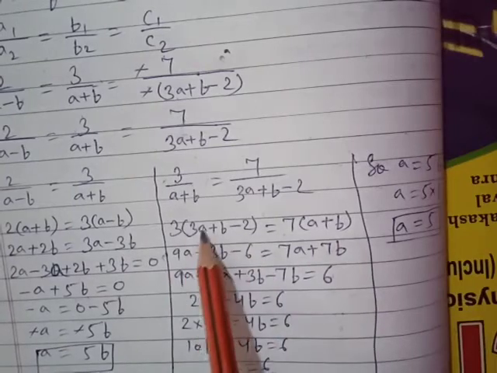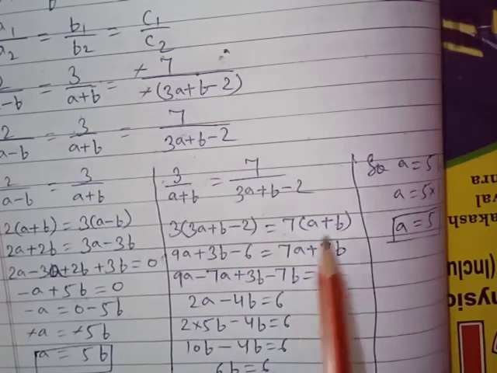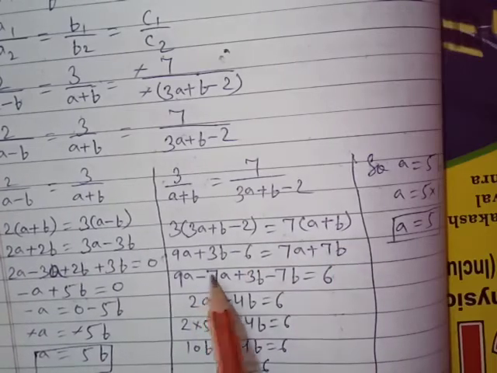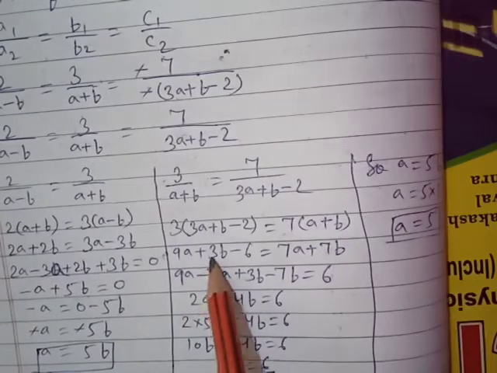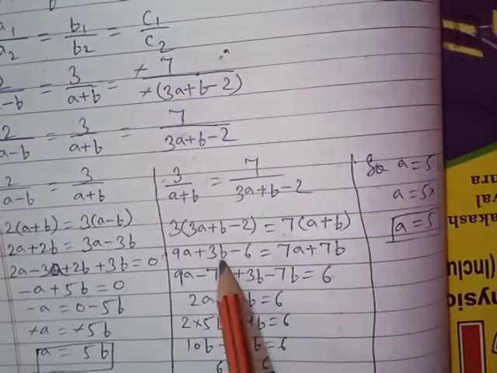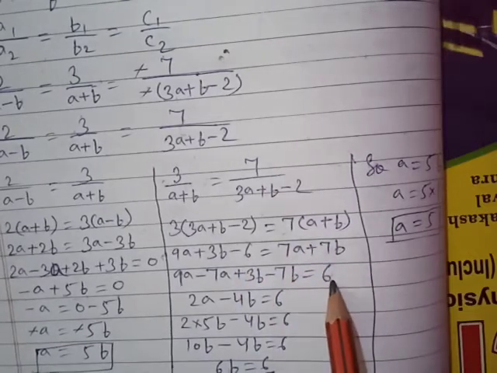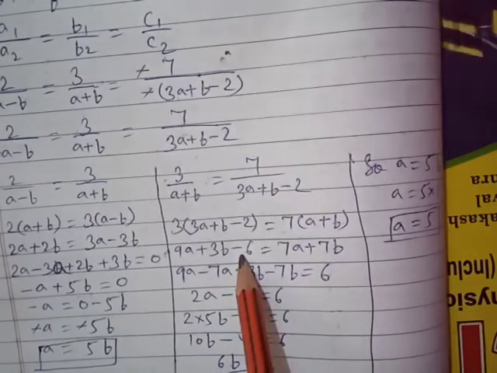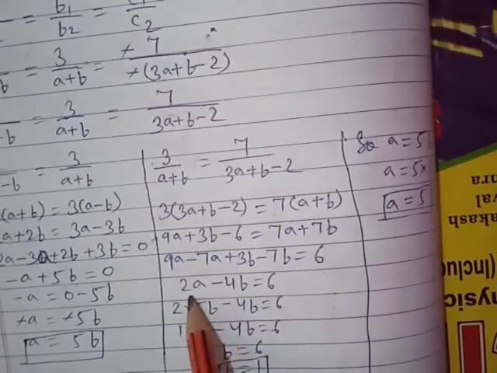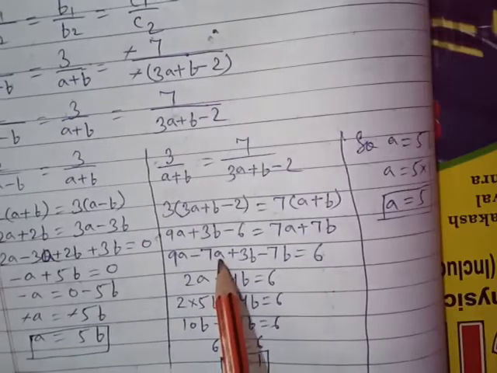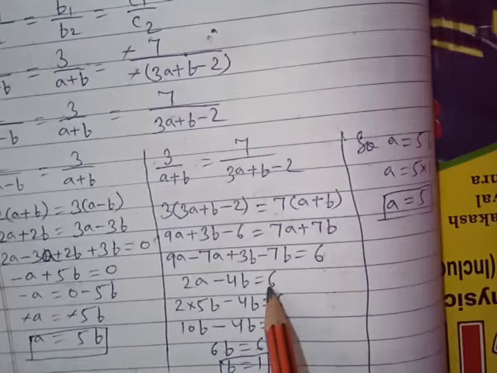Okay, 3 into 3a is 9a, 3b, 3 into minus 2 is minus 6, 7 into a is 7a, 7b. Shift 7a this side, so 9a minus 7a, 3b, shift 7b this side, so 3b minus 7b. Shift 6 to that side, it will be plus, because on this side it is minus, so on that side it will be plus. So 9a minus 7a is 2a, 3b minus 7b is minus 4b, equal to 6.